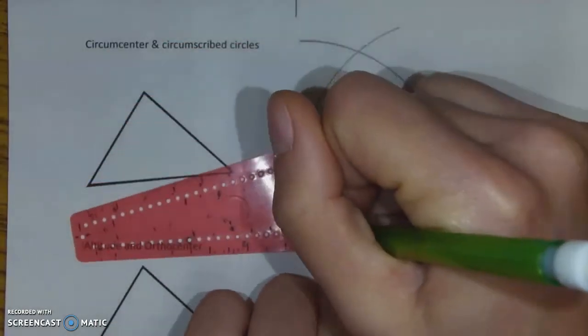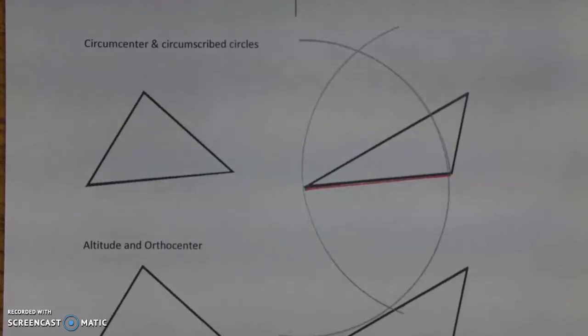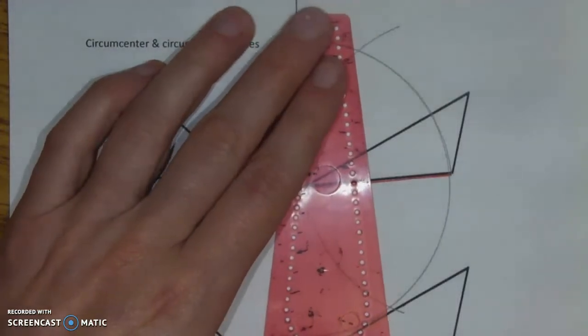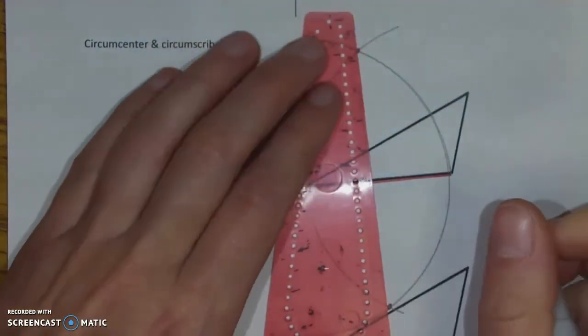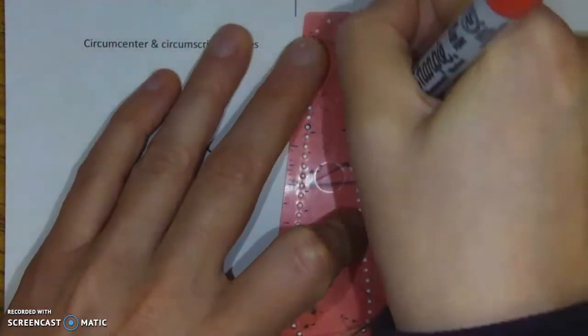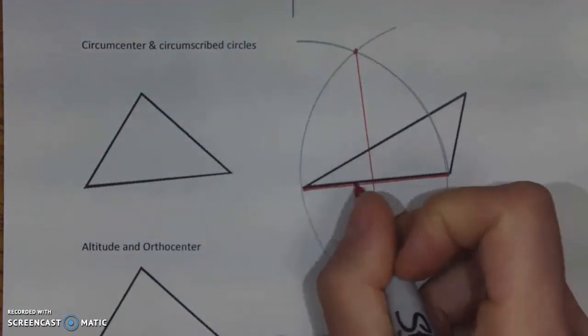Notice you should be using the same hole on your compass, or the same length for your compass. So this is what I ended up with, which is kind of a weird fish shape. And what I'm going to do is connect the two overlapping points, those two points of intersection. And what I've just done when I do that is I've found the perpendicular bisector of that line segment.